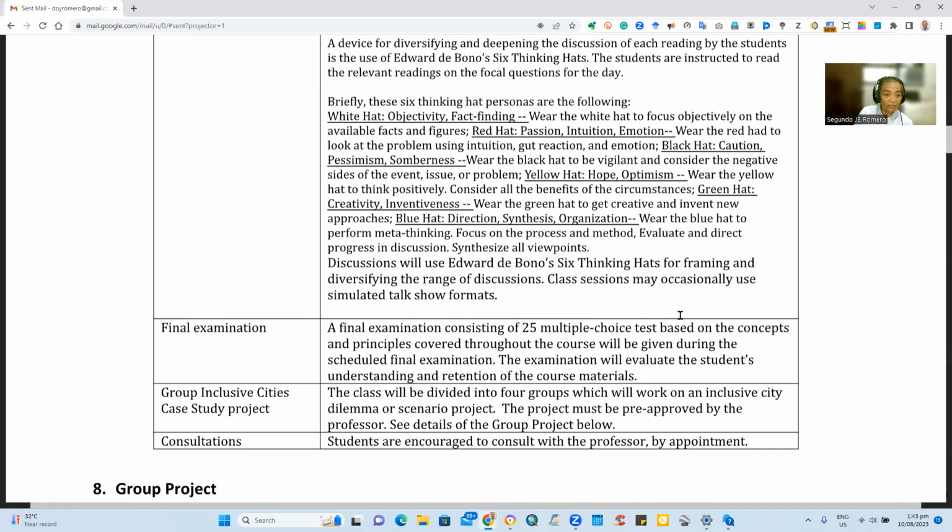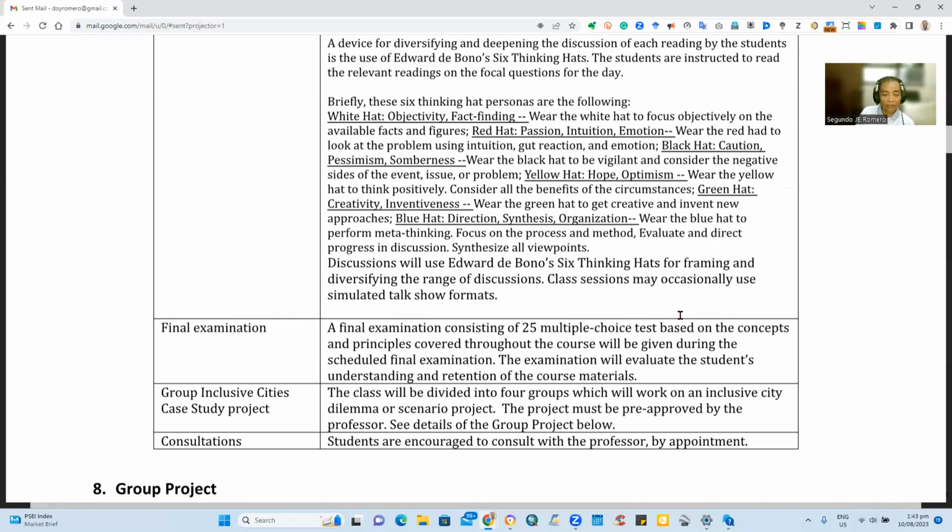Okay, as I've said, the final exam will consist of 25 multiple choice test items, and it will come at the end of the course. I've also talked about the Group Inclusive Cities Case Study Project. Of course, you have to be inclusive, you have to be multidimensional, you have to be participatory when you do that.